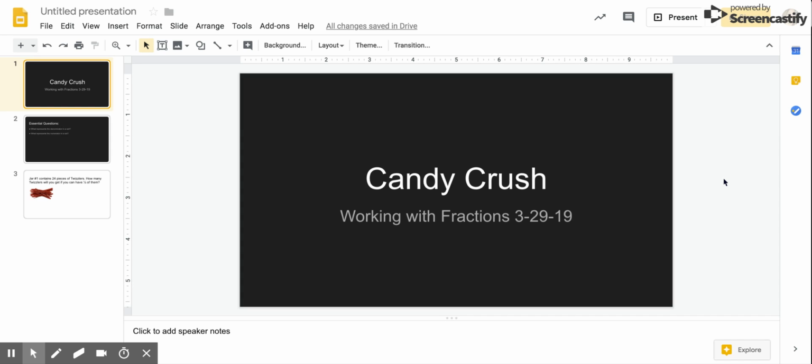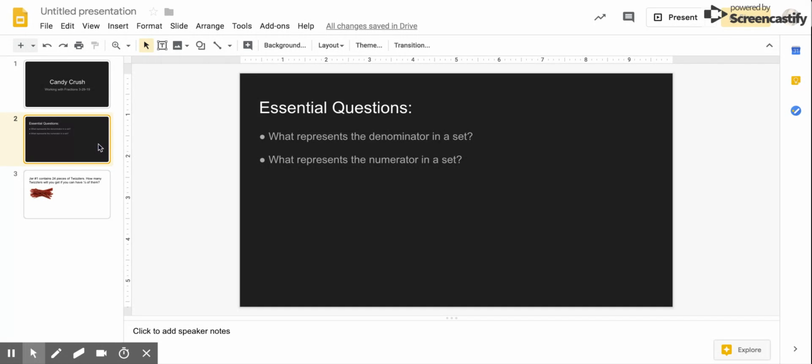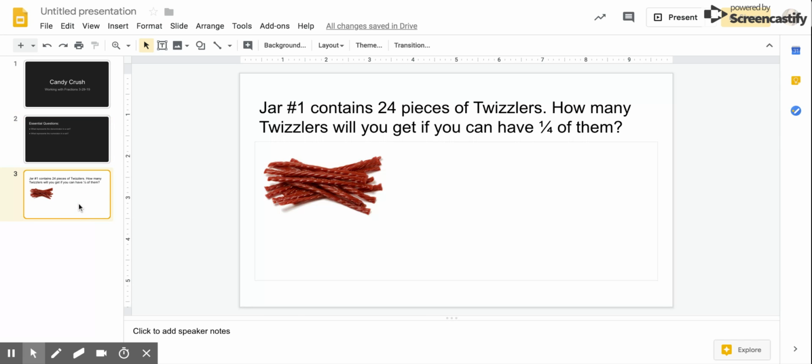Okay, so today in math, we continued talking about fractions and exploring them a little bit more. Our essential questions that we talked about were what represents the denominator in a set and what represents the numerator in a set. So, for example, I have a candy jar, and jar number 1 contains 24 pieces of Twizzlers.